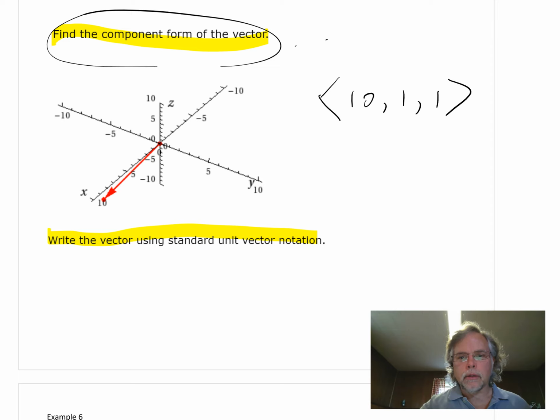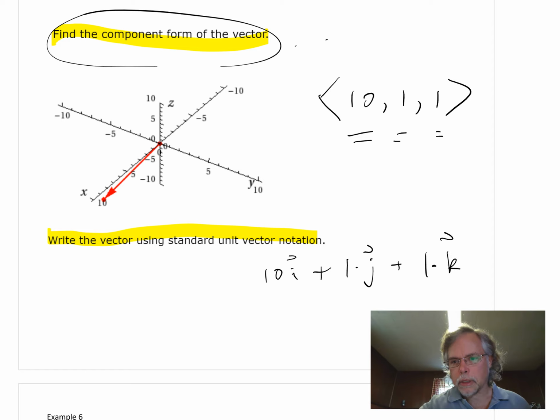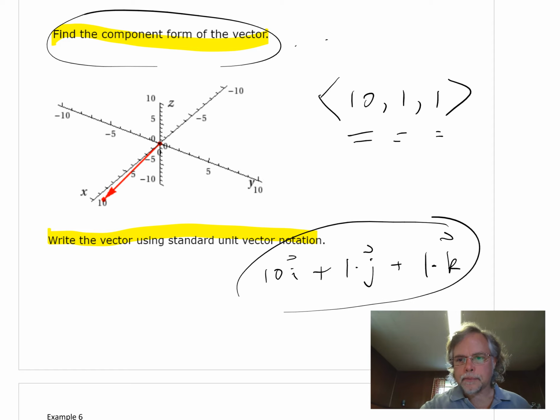And then the standard unit vector notation is 10i plus 1j. It's not necessary to write the 1, but just to emphasize where they're coming from, which is here, here, and here: 10 vector i plus 1 vector j plus 1 vector k. So if you got those, great, good job.